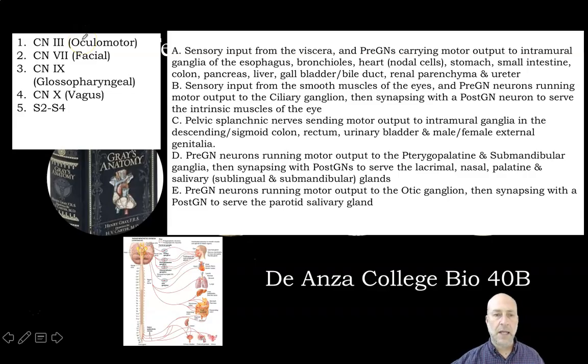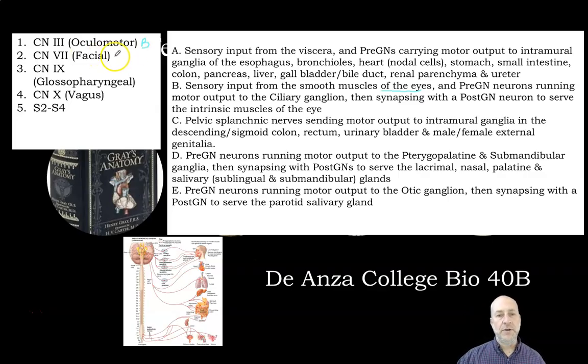We're looking directly at the oculomotor coming from CN3, cranial nerve number 3. And that's going to be sensory output to the smooth muscles of the eyes. Okay, preganglionic neuron running to the ciliary ganglion, and then from the ciliary ganglion synapsing there and running a postsynaptic neuron to the intrinsic or the smooth muscles of the eye.